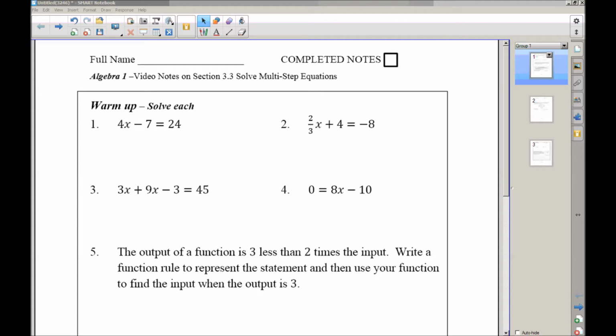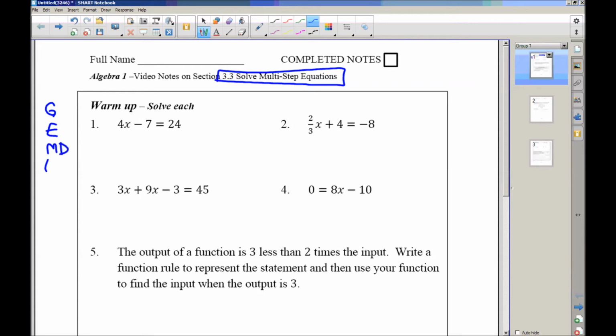Today we are covering section 3.3, solve multi-step equations. Okay, warm up. We're going to solve each. These are two-step equations for the most part, so let's take a look at our directions for this again. Remember, we do the order of operations in opposite order.